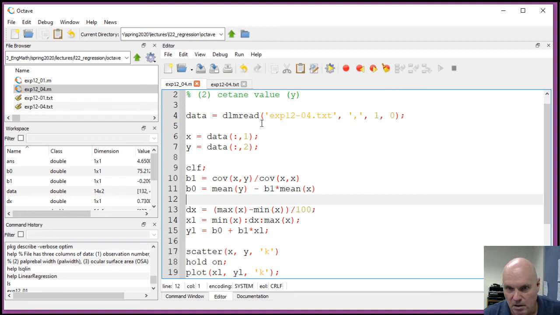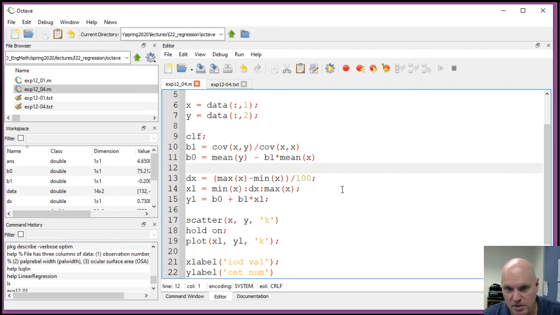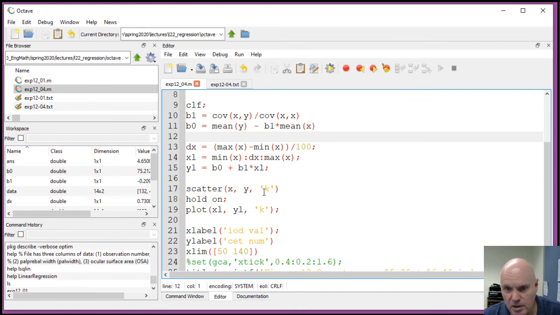So again, I read in the data using dlmread. Data is going to consist of 14 rows of 2 columns. My x data is in the first column and the y data is in the second column. So here's how I compute B1, the slope term. Here's how I compute B0. And what I'm going to do here is a scatter plot and then hold that plot. That's what the hold on line does, and then plot my regression line.